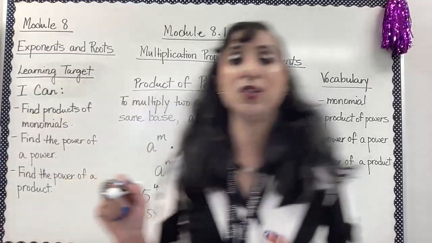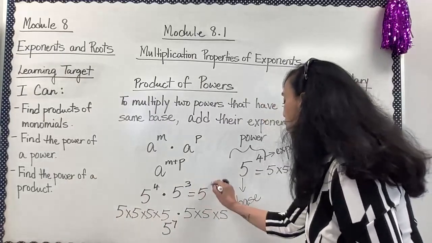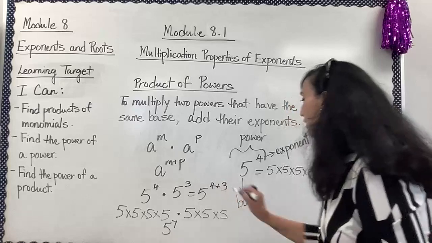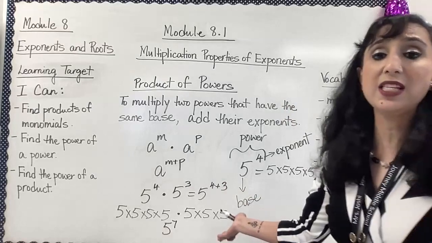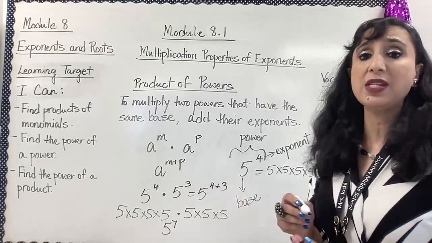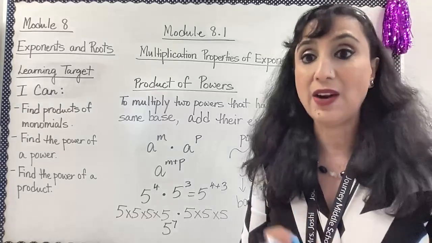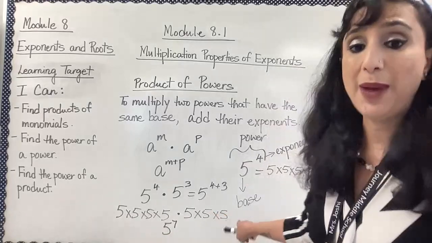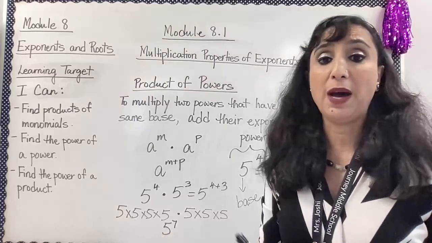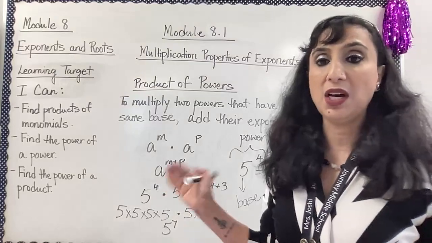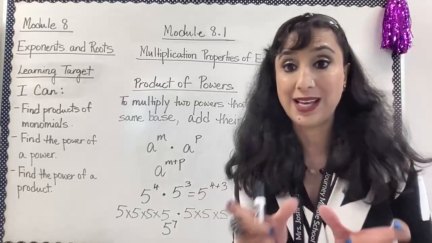Because they have the same base, I am going to add their exponents, and that's basically what this property means. The product of powers is to multiply two powers that have the same base. You just add their exponents. Now, once again, the bases need to be the same. I can't be doing 5 to the 4th power times 8 to the 3rd power and then trying to add the exponents, because the bases are different in that case.